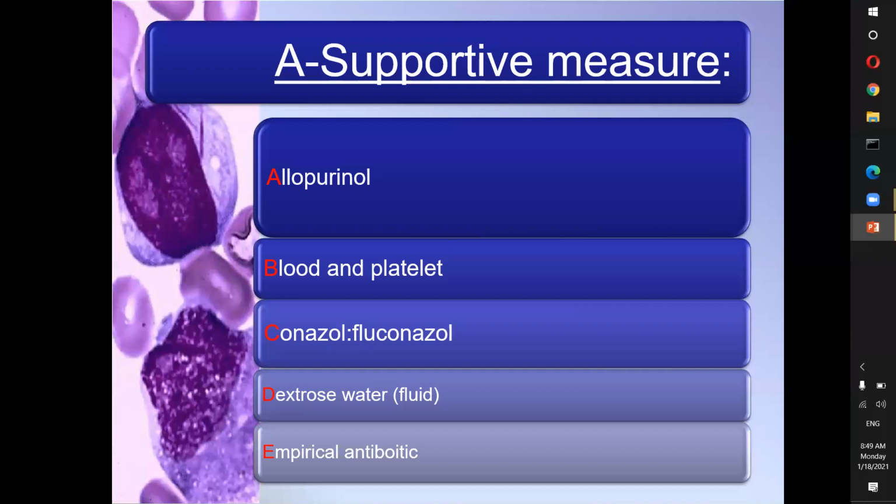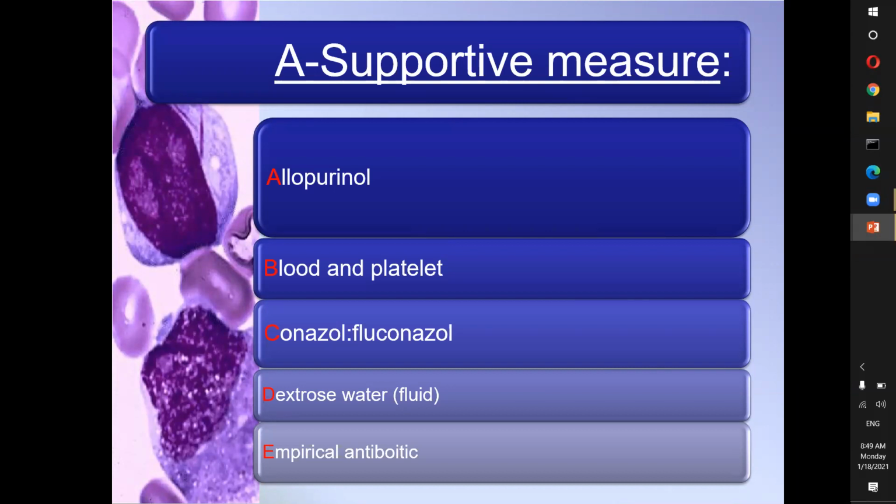Because the white BC is suppressed, treat the patient with empirical antibiotics. Dextrose, antibiotic.